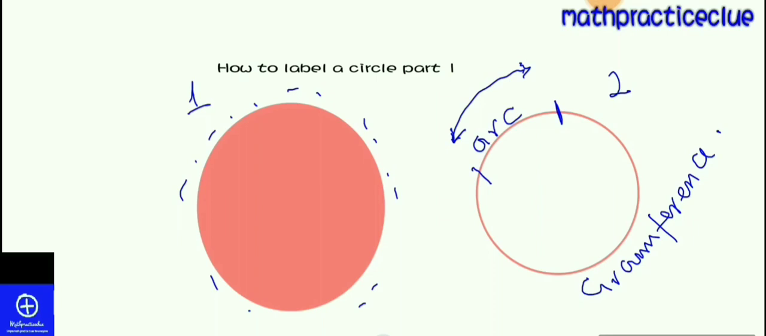The smaller portion becomes the minor arc. In this case, this will become the minor arc. And then what's remaining will become the major arc. And that's it, that's all for curves in a circle.